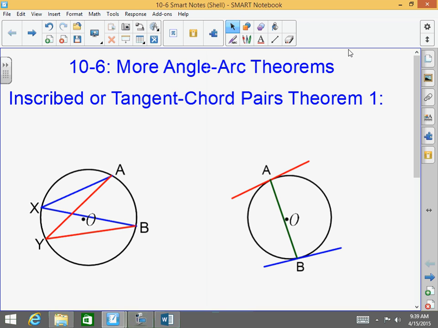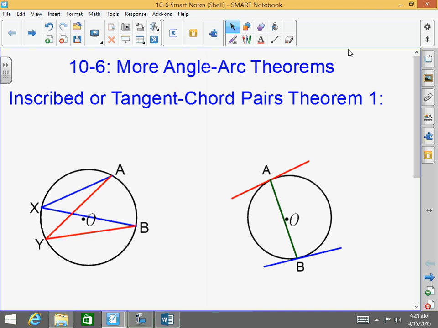Welcome back to Mr. Morrow's Honors Geometry class. We are continuing with our knowledge of circles, and today we're going to learn a little bit more about these angle arc theorems. We've learned a lot of these theorems already: the central angle theorem, the inscribed angle, tangent-tangent, secant-secant, tangent-chord, secant-tangent, chord-chord, inscribed angles, and exterior angles. Today we're going to continue with that.